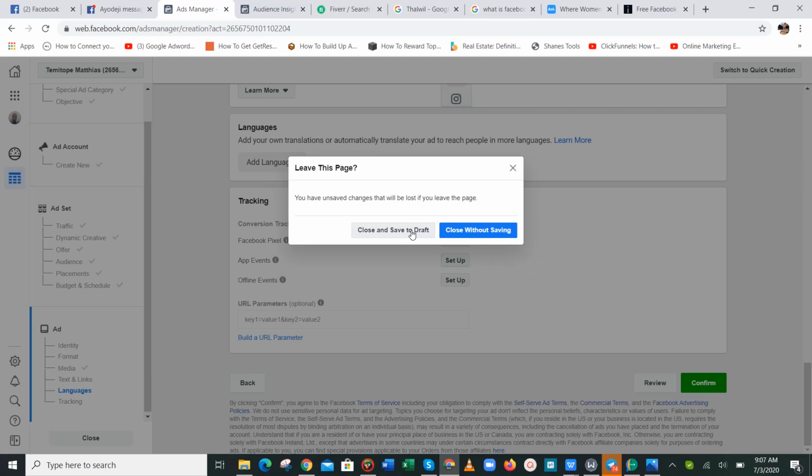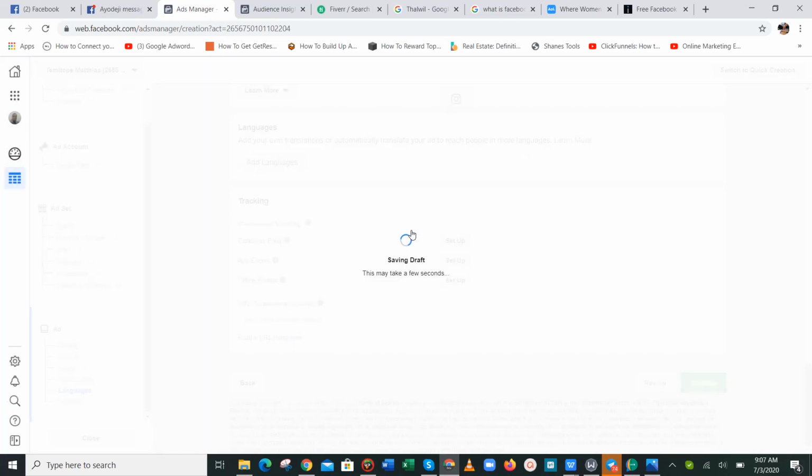So close and save to draft. So let's save it. If your buyer hasn't added it, you just have to close and save everything. Then when your buyer has added it, it will start after they have reviewed it, because they will have to review it. Let me show you how it will show. They will review it for maybe 1 hour or 30 minutes.